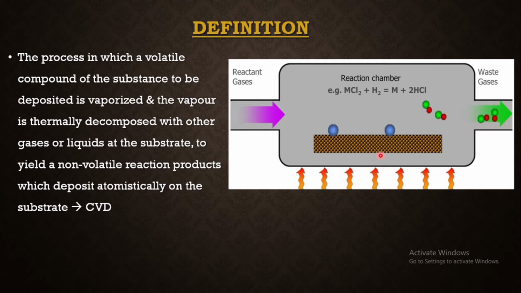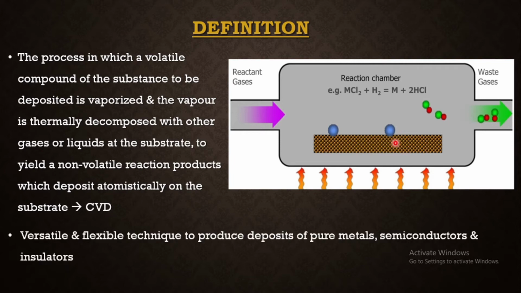So finally we get a thin film deposited on the substrate, and this is a versatile and flexible technique to produce deposits of especially pure metals, semiconductors and insulators, because a large variety of chemical reactions are available, which makes the CVD technique versatile as well as flexible.